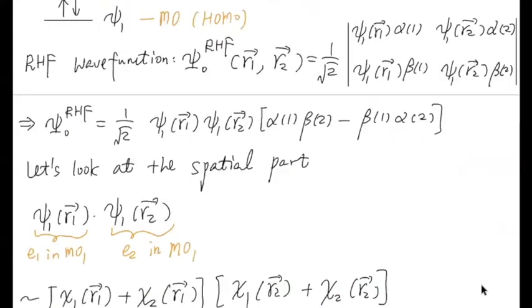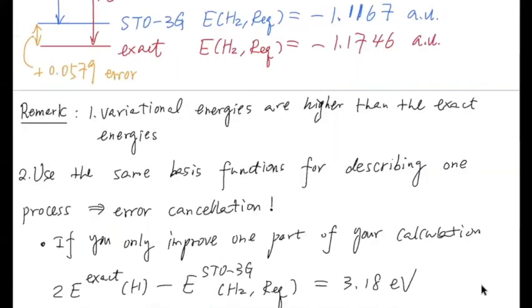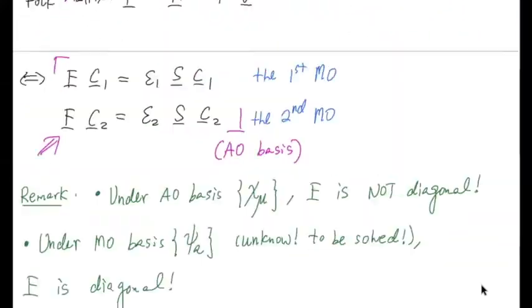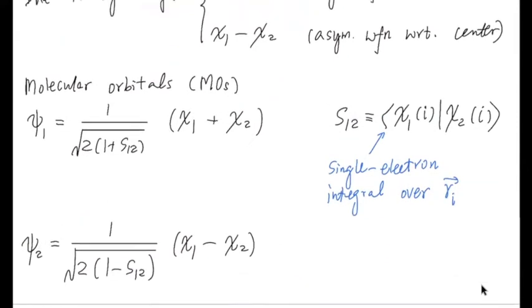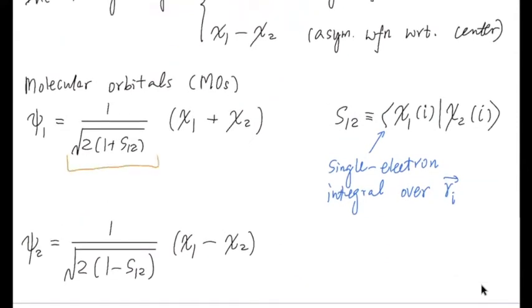If you go back to the very beginning of this lecture, we have the AO coefficients here, right? For the first molecular orbital and for the second molecular orbital. And because when you go to infinity, the S12 goes to 0, therefore you only have 1/√2 here, right?